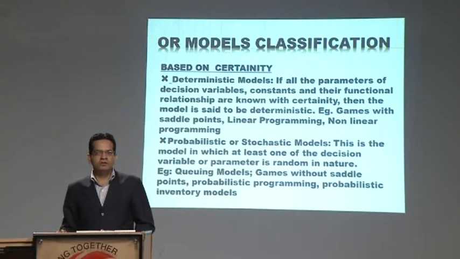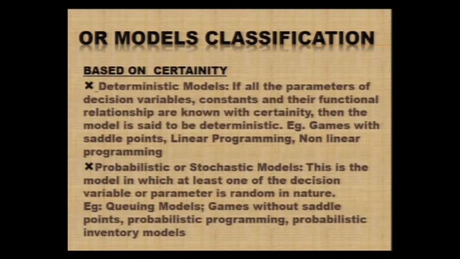Now we have OR, operation research models classification. In general, based on the certainty, we have two types of models: one is the deterministic models and another is the probabilistic models. If we have all the data in certain form with certain values, then we use the deterministic models. And when we have data in uncertain or in some probabilistic format, then we use the probabilistic model.